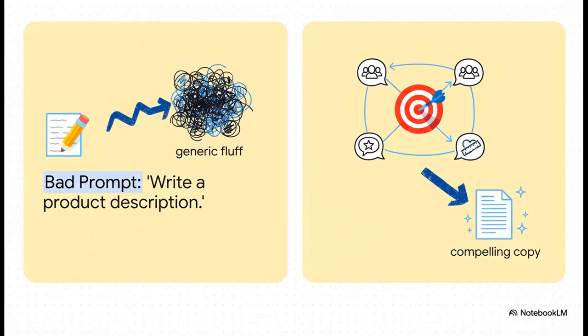And this isn't just for developers. It works for everything. Look at this content prompt. Write a product description is going to get you something generic every time. But the good prompt, it's laser focused. It specifies the target audience is startup founders. The tone is energetic and inspiring, and it even calls out the specific pain points to hit on. You go from generic fluff to compelling copy, just by being explicit.